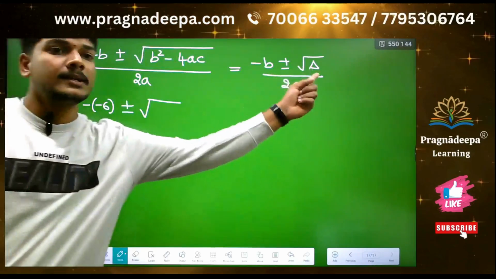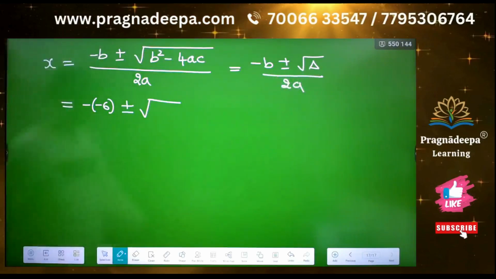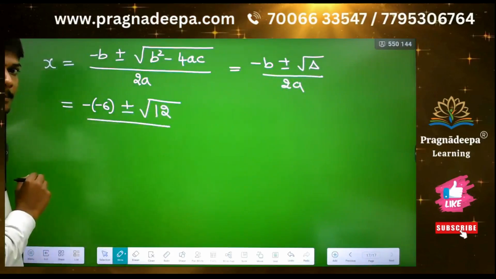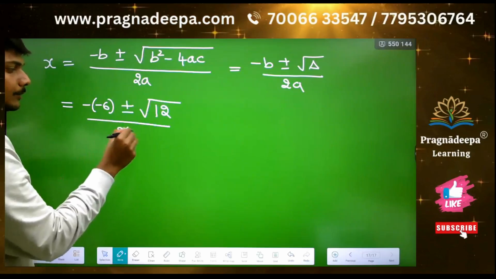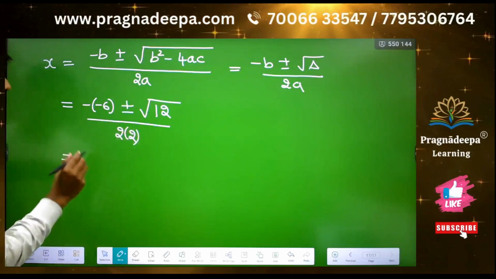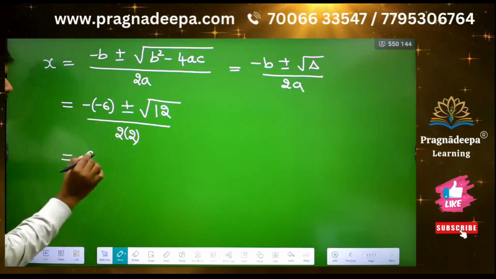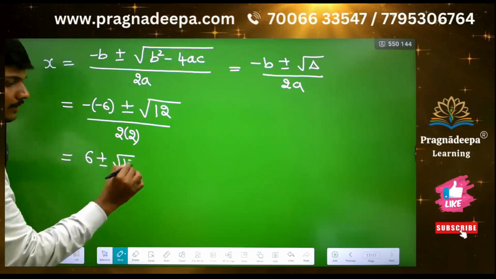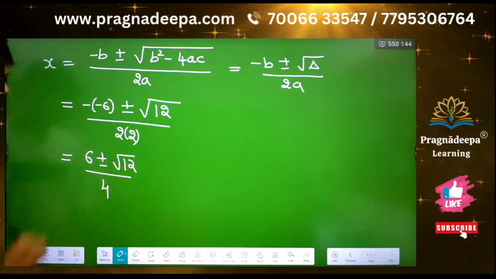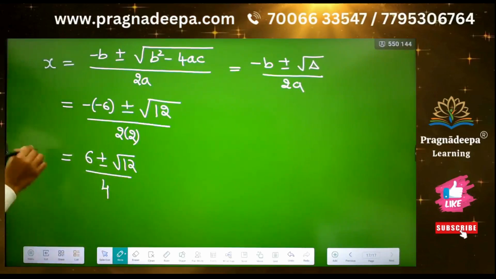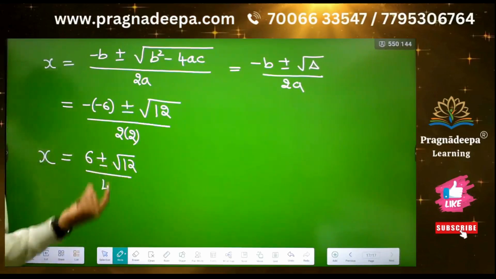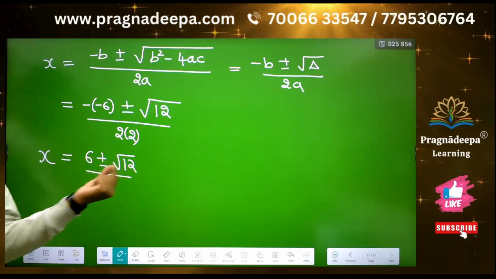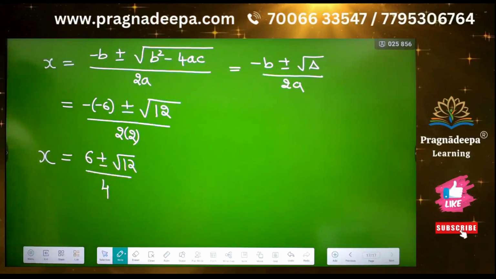So discriminant value is 12, root 12 divided by 2 into 2. Therefore the answer is minus into minus becomes plus. So 6 plus or minus root 12 divided by 4. Okay, so this is the answer. You have two real roots here, right? 6 plus root 12 by 4. So ಇನ್ನೊಂದು 6 minus root 12 by 4.